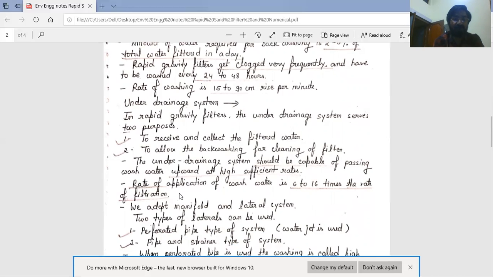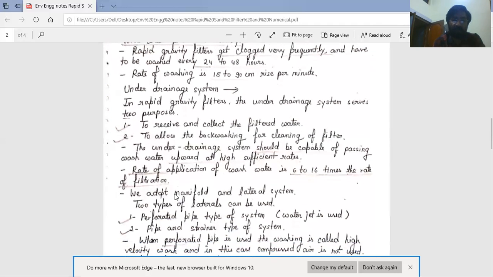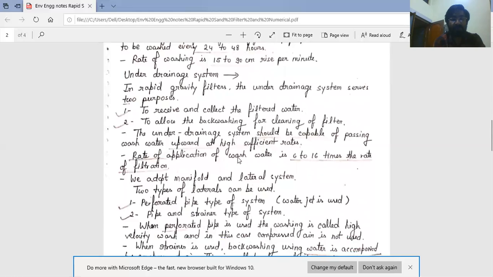Rate of application of wash water for backwashing is 6 to 16 times the rate of filtration. Very high rate of application in backward direction. Rate of filtration is slow, but backwashing is at a very high rate.